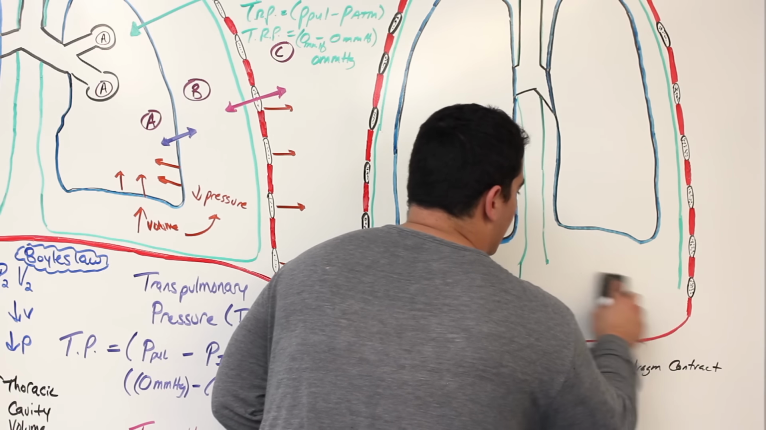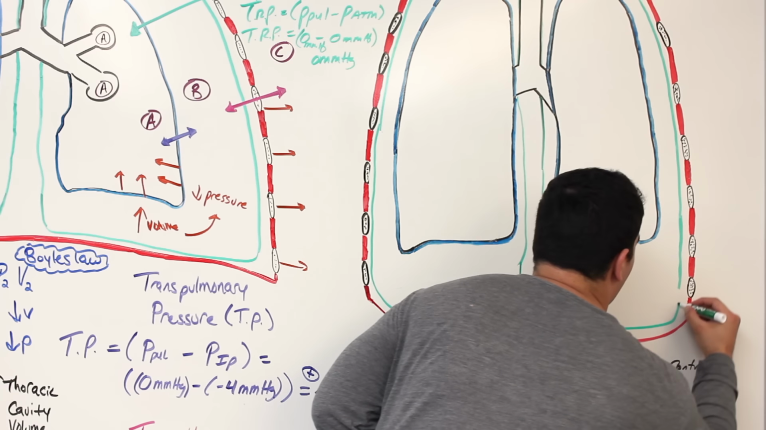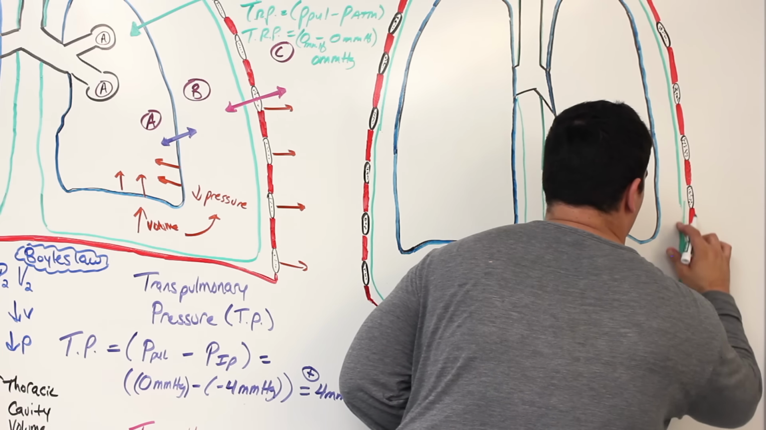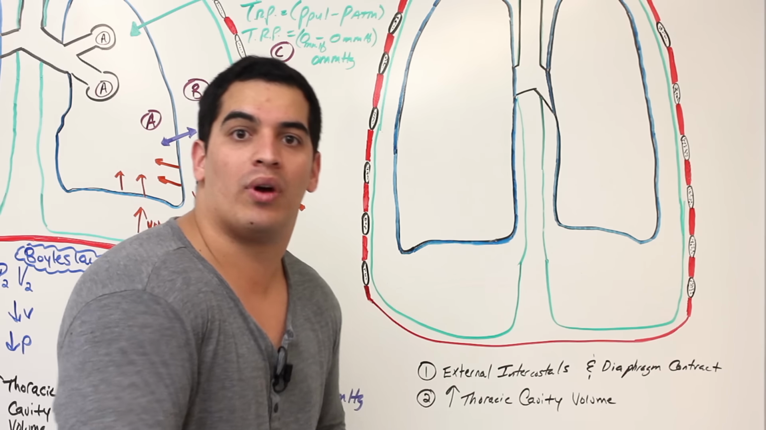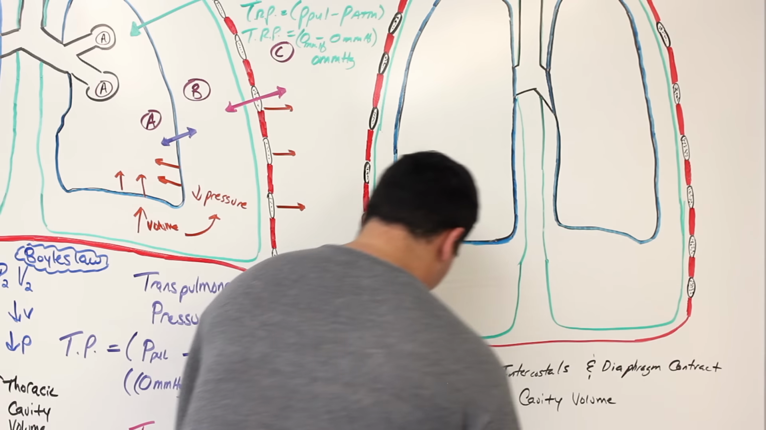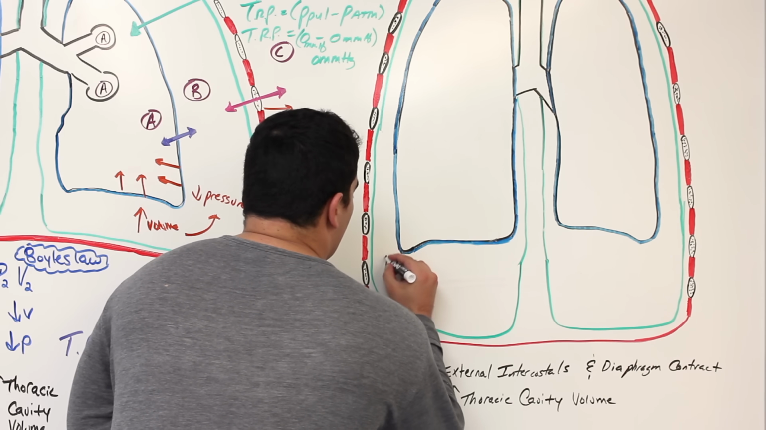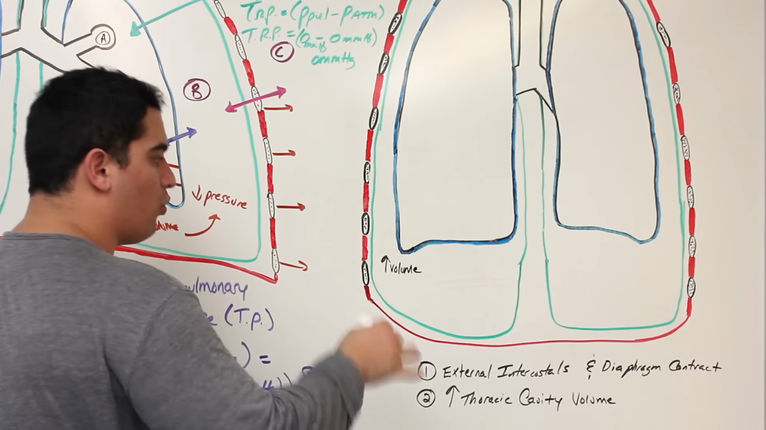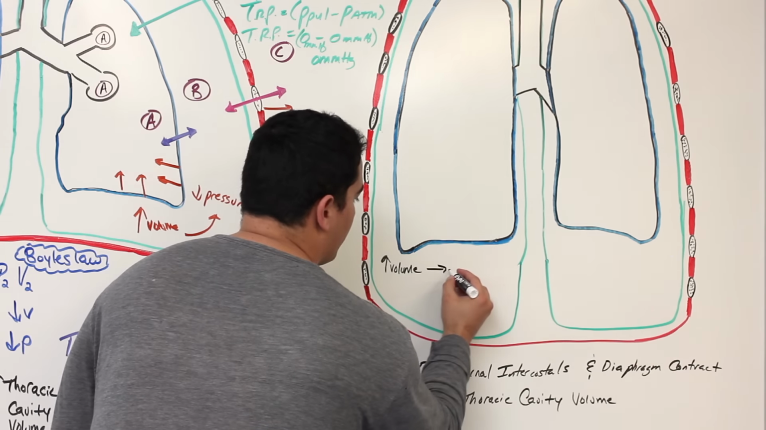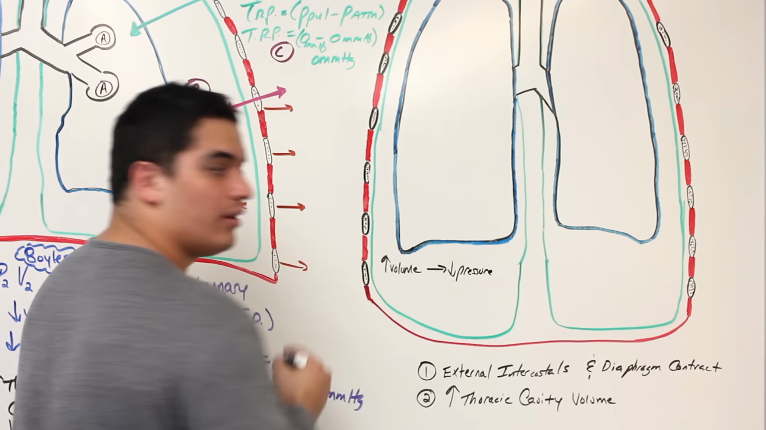So again, what's happening to this parietal pleura? It's getting pulled away, and it would also get pulled away with the chest wall as the chest wall is expanding. As all of this is expanding, what is happening to this actual volume here? Well, the thoracic cavity volume is increasing. So if the volume is increasing, what will happen to the pressure according to Boyle's law? The pressure will decrease.